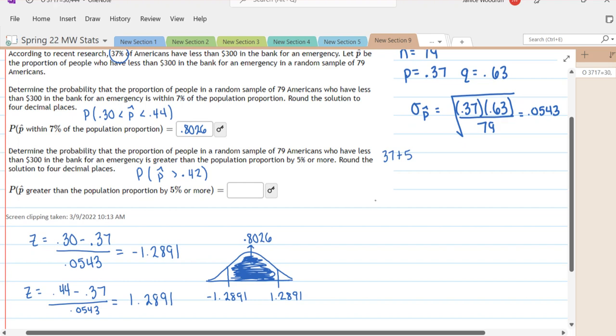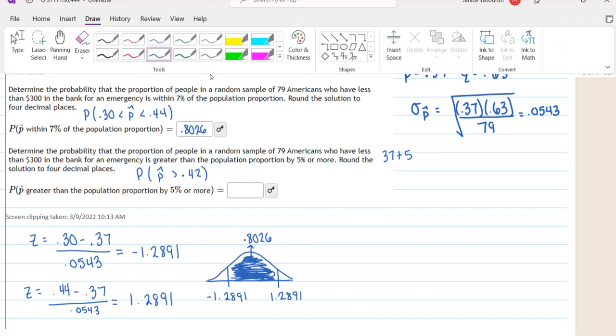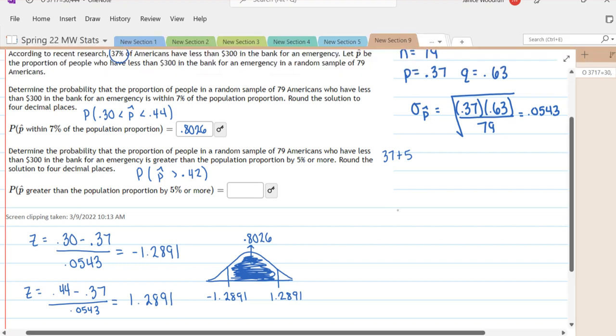So follow the same procedure, find the z-score for 0.42. I'll do this in a different color so it's different. So 0.42 minus 0.37 over 0.0543. So that's going to be 0.9208. And then on this chart, that's a weird curve, but 1 would be about right here. And you'd be going to the right for greater than.